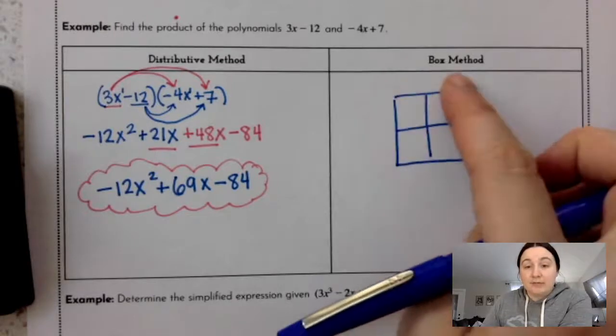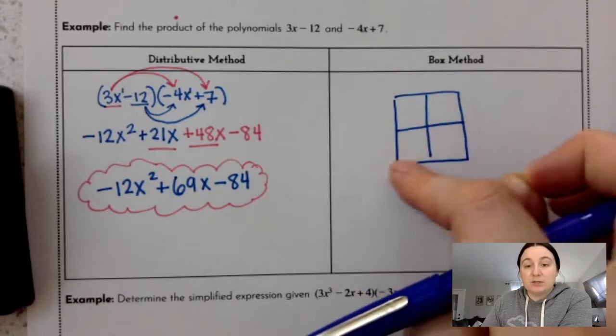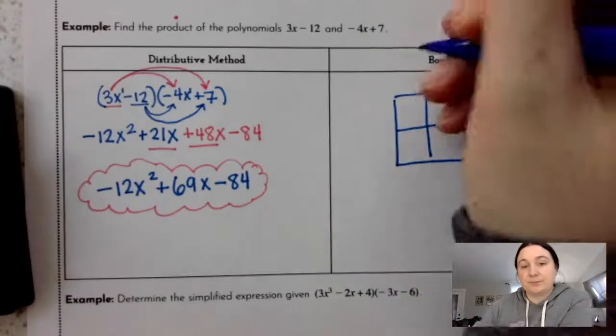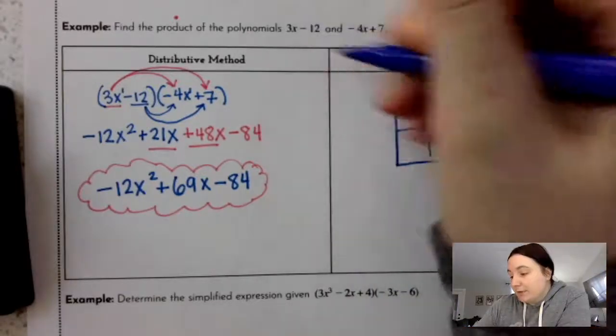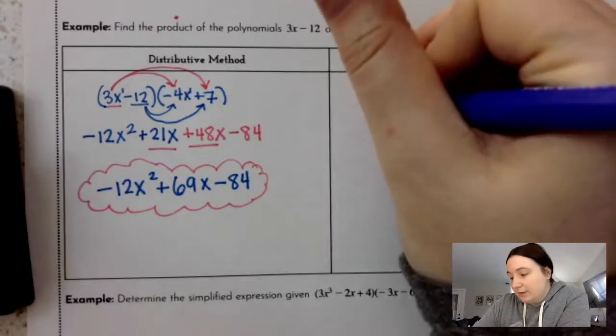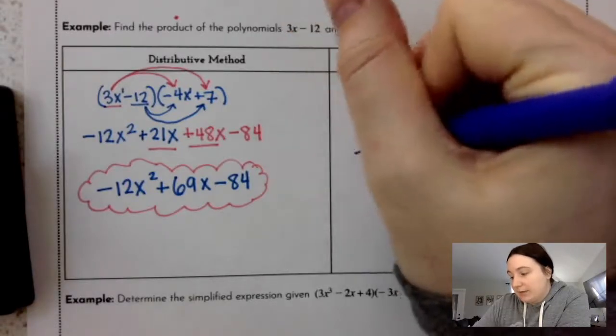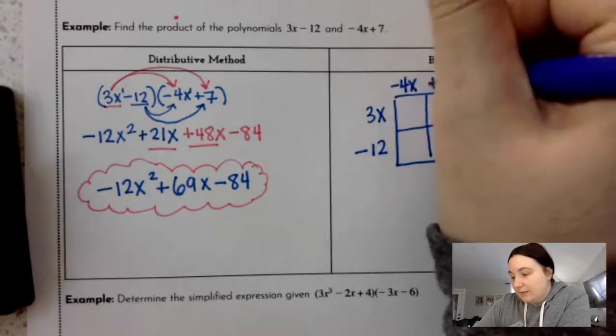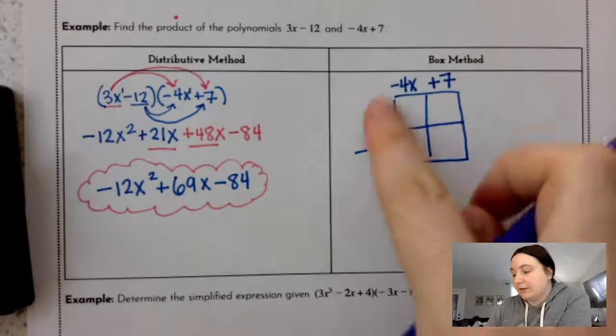So you're going to have the outside parts, and then you're going to multiply to get the inside, or combine to get the inside. That's exactly what we're doing. So it doesn't matter if you put this one on the top or the left, but we want to match up the terms with the rows. So I have 3x and then minus 12. And then minus 4x and plus 7. So you can see how they line up.